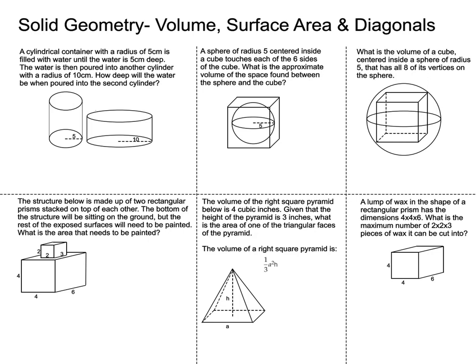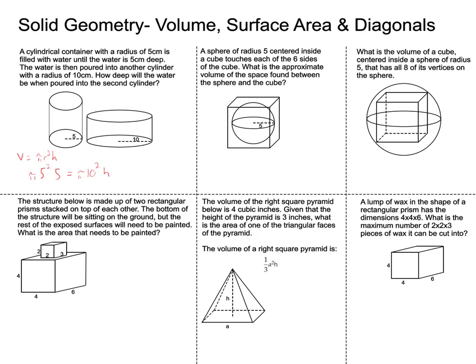So this is a volume question. Volume of a cylinder is pi r squared times h. We know that the volume of water poured into both cylinders is going to be the same, so we can set volume equal to volume. For the first cylinder, we have pi times 5 squared times 5. And then in the second cylinder, we have pi times 10 squared times an unknown h.